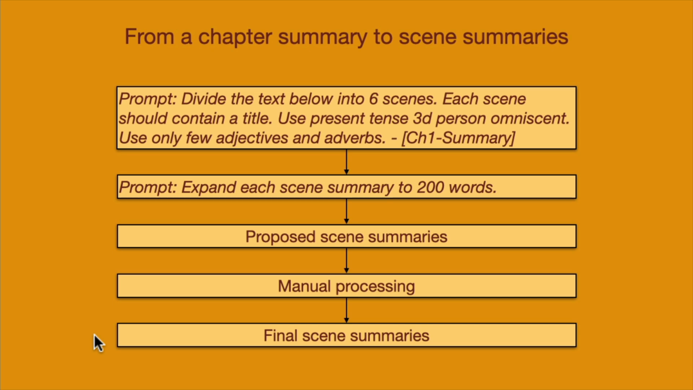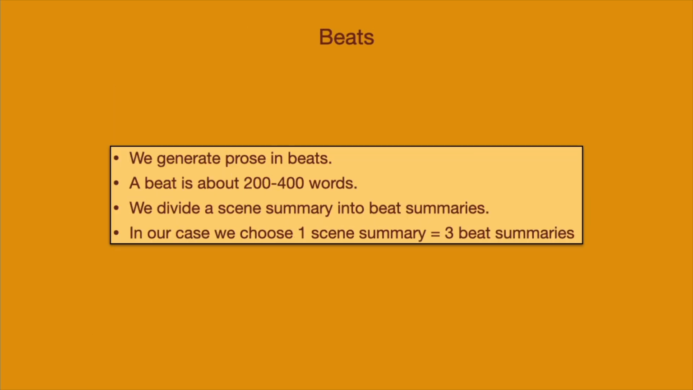Now, we have come to the point where we will generate scene prose in the plan section of the Novelcrafter. But before that, let's discuss the concept of beats. In Novelcrafter we generate prose in beats. A beat is about 200 to 400 words. We divide a scene summary into beat summaries. We want our scene to be 800 words, which means that in our case we choose one scene summary equals 3 beat summaries.